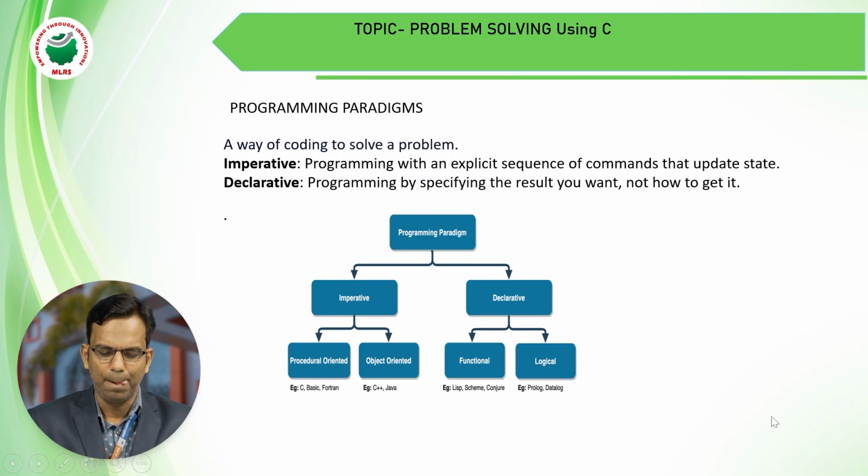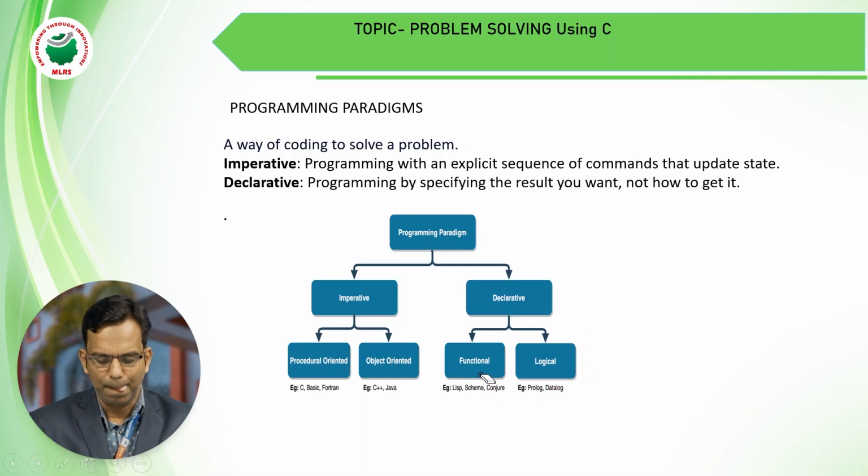Next, we will see the programming paradigm, a programming structure, a programming implementation, how we have to implement. The programming paradigm has two types: the imperative structure, and the declaration of the structure, that is called the declarative structure. In the imperative structure, we have procedural oriented language and object oriented language. Those two types of languages are the imperative structure. And in the declarative structure, we have functional declarations and logical declarations.